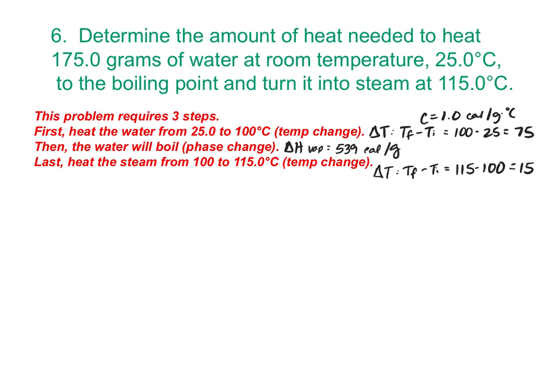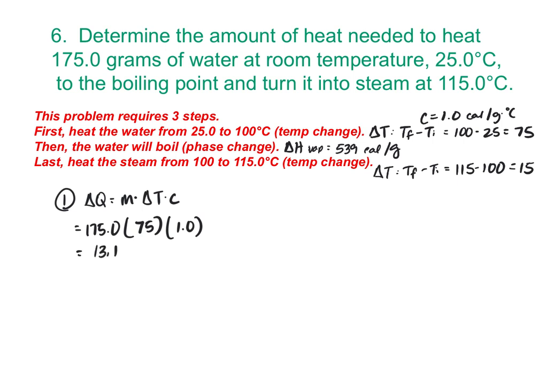So in portion 1, segment 1, Q equals M times delta T times C. Again, this is a temperature change, so that's why I'm using that formula. My mass is 175.0 grams, my delta T is 75, and my C is 1.0. Altogether, that comes to 13,125 cals.